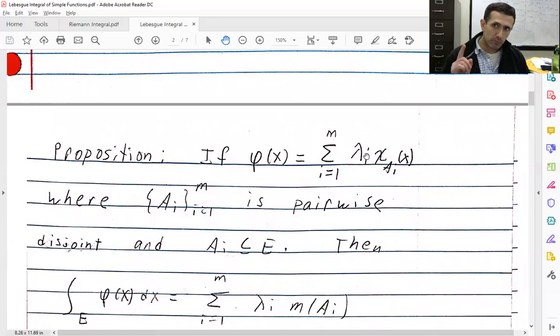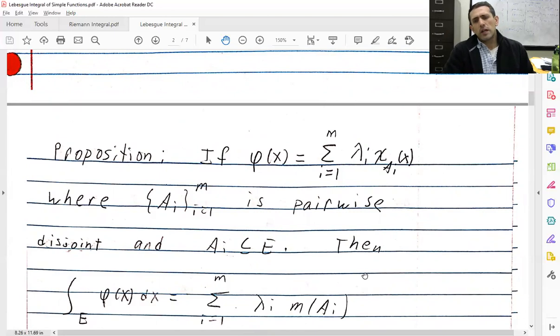If there are no repeats and the union of the A_i is E, then you can prove, and I encourage you to do that, that this is going to be the canonical decomposition of my simple function. Okay? But there can be repeats, and the union of the A_i need not be E, so this result does not follow from the definition. It needs to be proved.